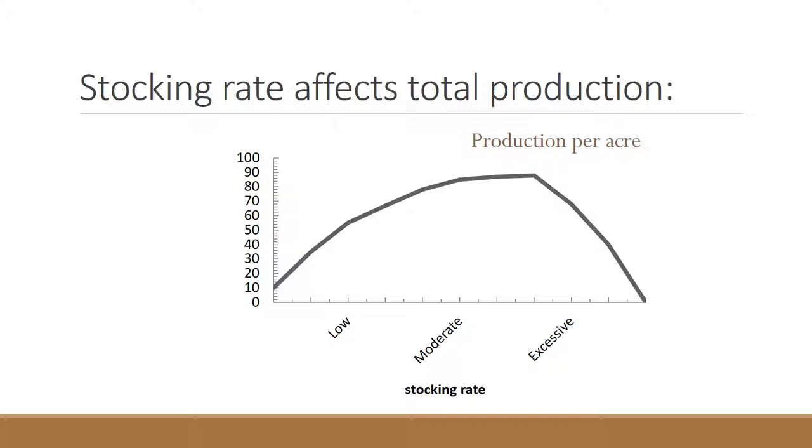You add more and more, and every time you add an animal, you're getting more production per acre because you have more animals out there to use the forage that's available. But on the right-hand side, somewhere after moderate and around excessive, individual animal gain is decreasing at a rate where you start to see less production per acre. In other words, you put another animal out there and all of the animals are going to come back a little bit thinner. There is some point where you start putting animals out on the range and all of them are going to lose weight.